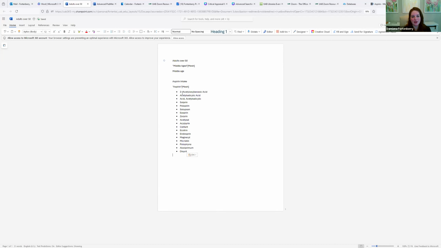I will often copy the list to the page that I'm using to keep track of all of my MeSH terms and keywords for a concept. And later on, I will clean these up.